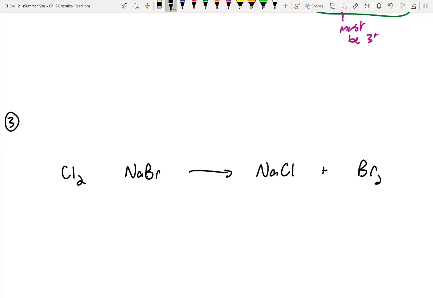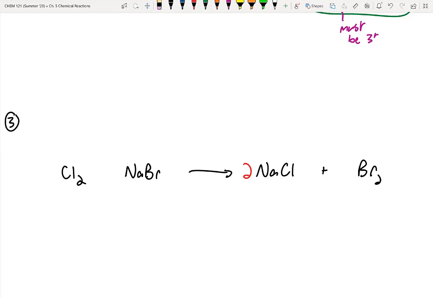Okay, so first things first, we've got to ensure that everything is balanced. So if I look at chlorine over here, I've got 2 of them on the left, but only 1 on the right. So I would go ahead and throw a 2 in front of here. That way I have 2 chlorines on each side.